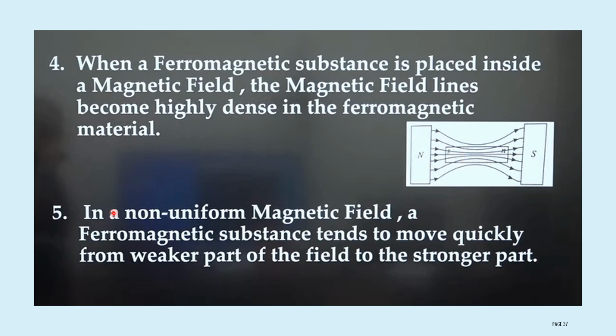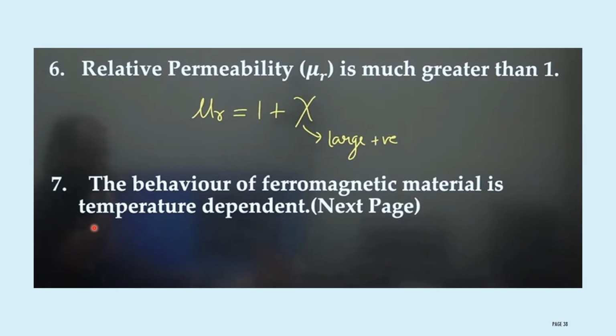Fifth one, in a non-uniform magnetic field, a ferromagnetic substance tends to move quickly from the weaker part of the field to the stronger part. Next one, relative permeability, mu r, is much greater than 1. You know the formula, mu r is equal to 1 plus zeta. Zeta is very large, therefore the value of mu r will also become very large. Then seventh one, the behavior of ferromagnetic material is temperature dependent. Let us discuss in detail in the next page.